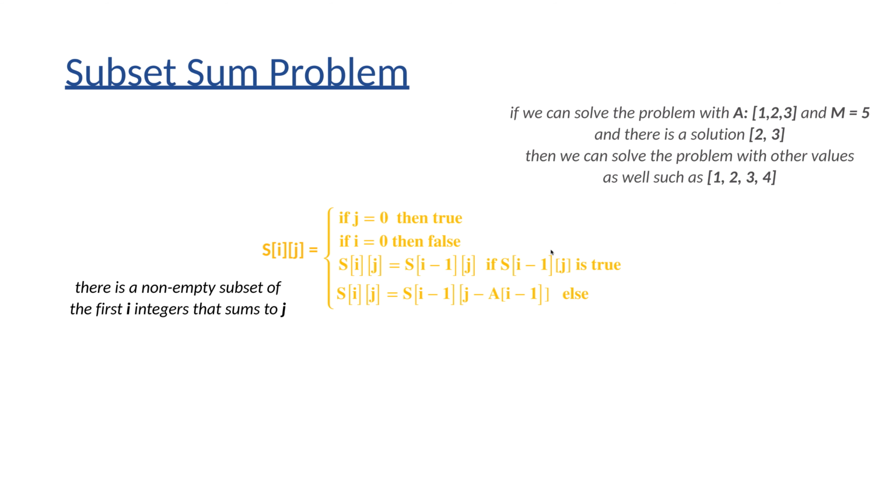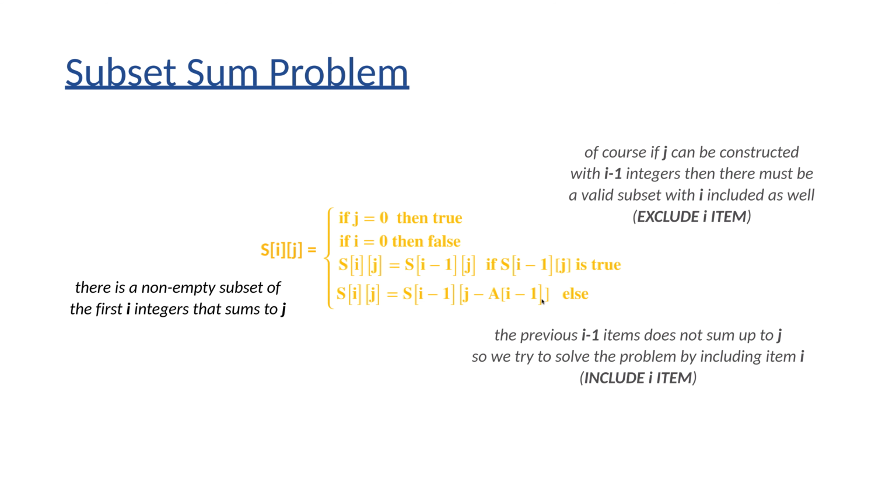So this is why if we can solve the problem with I minus 1 items, of course we can solve the problem with I items or I integers. So this is why if s I minus 1 j is true, which means that we are able to combine the first I minus 1 items that sum up to j, then we can do it with the help of I integers as well. So we are going to copy the value as you can see. And otherwise, what do we have to do? Basically, this is when we include the ith item.